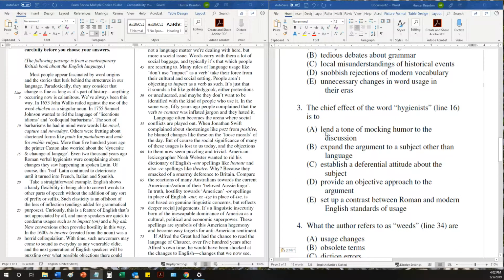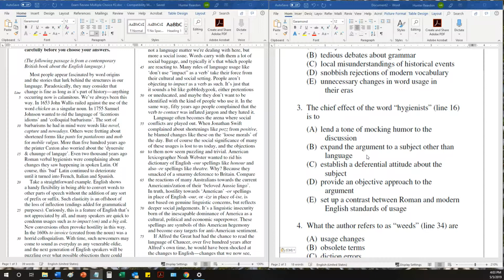So, all right, a person attentive to language in the world should immediately notice here for number 3, right? The question's asking about hygienists. So a person attentive to language in the world should immediately associate the word hygienist with someone who cares about cleanliness and by extension purity. Personally, when I think of a hygienist, I'm thinking of those people that work in a dentist's office and clean your teeth, right? So likening keeping a language clean and pure because natural changes are dirty, like tooth gunk, is at least a little humorous. So A, lending a tone of mocking humor, right here, is the right answer.